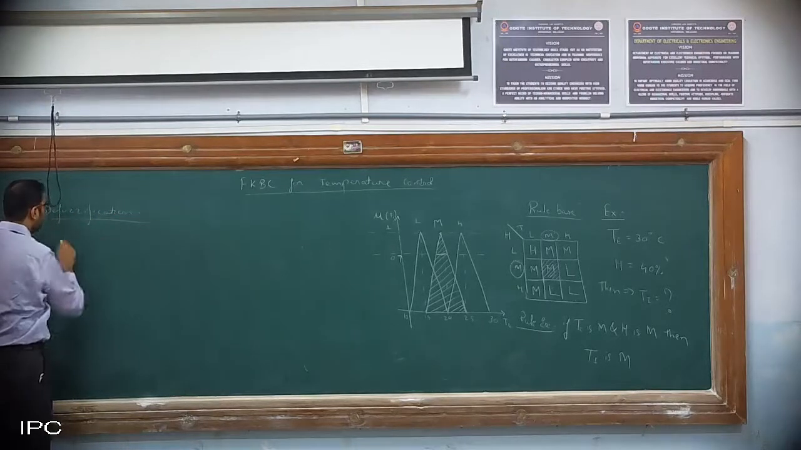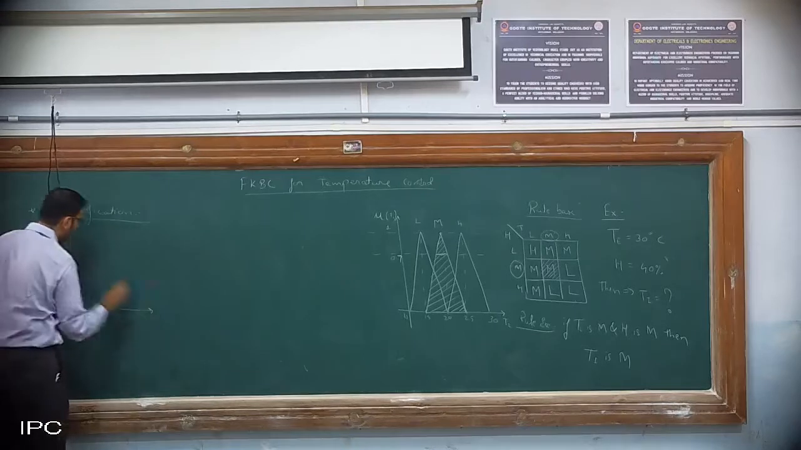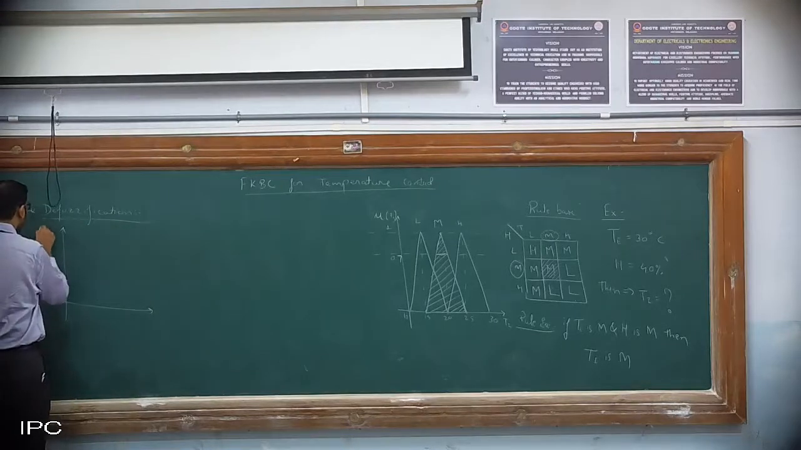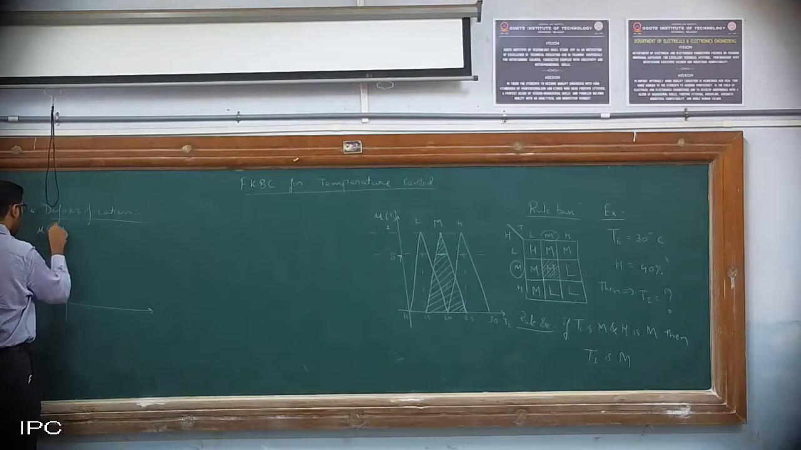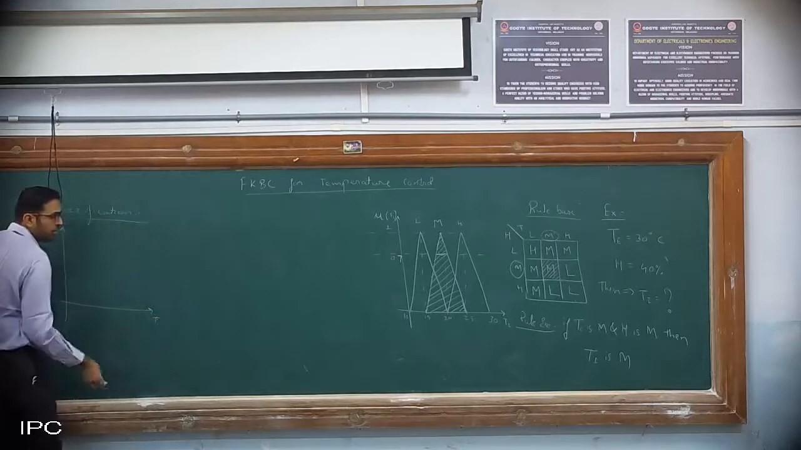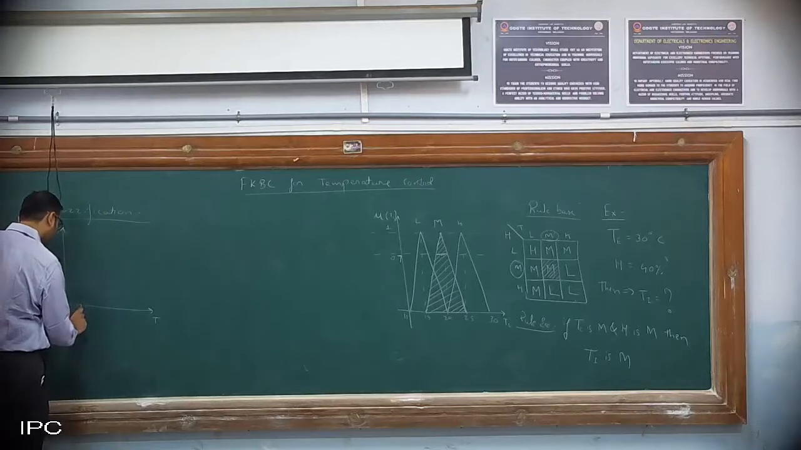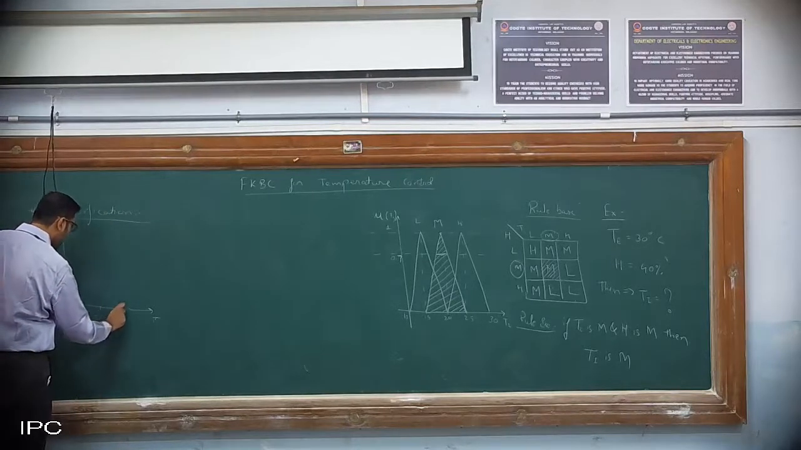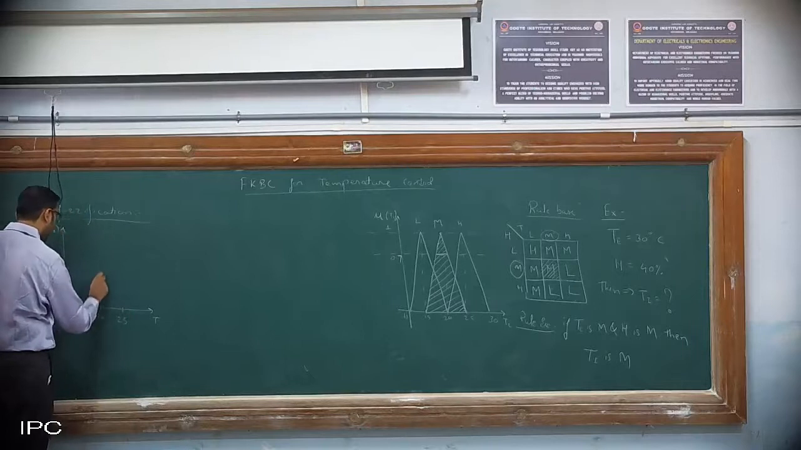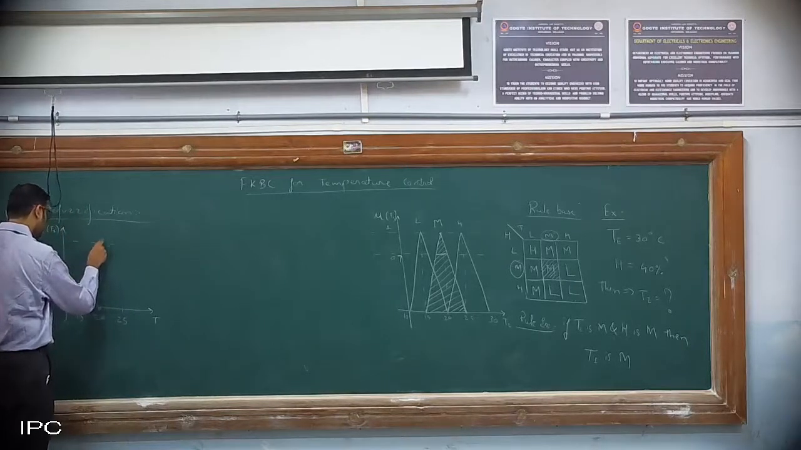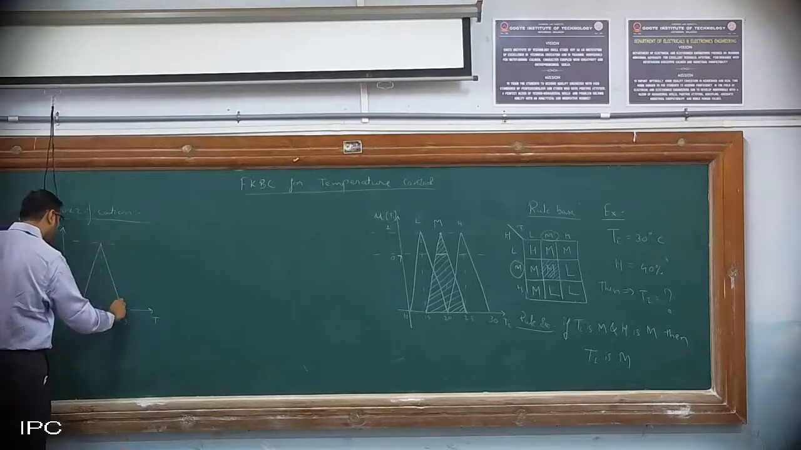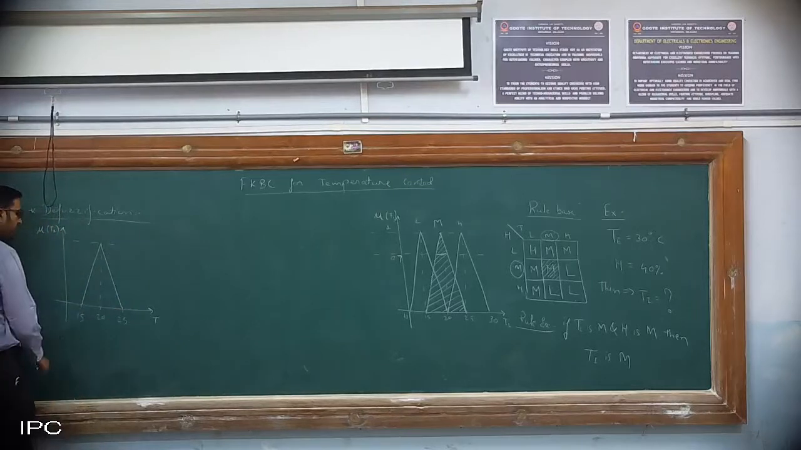Defuzzification. Now the area which we have taken: mu of T internal on the vertical axis, and this is T. We have a range which we had selected as 15 to 25. So 15, 20, and this is 25. This is the triangle which has been selected.